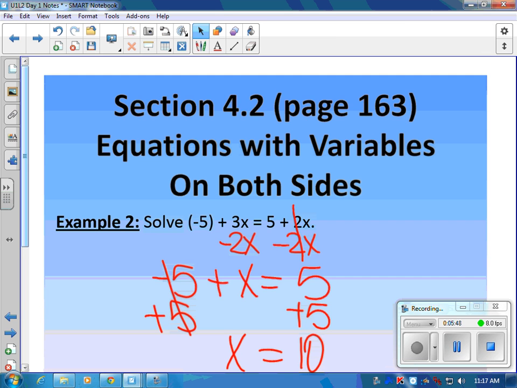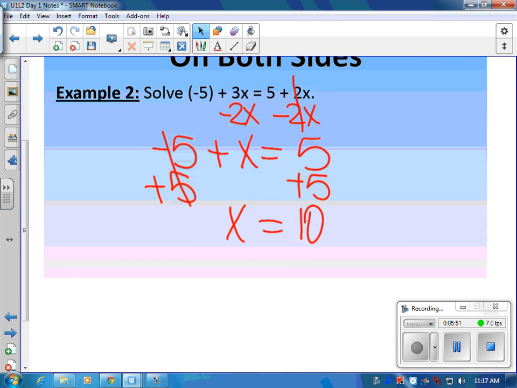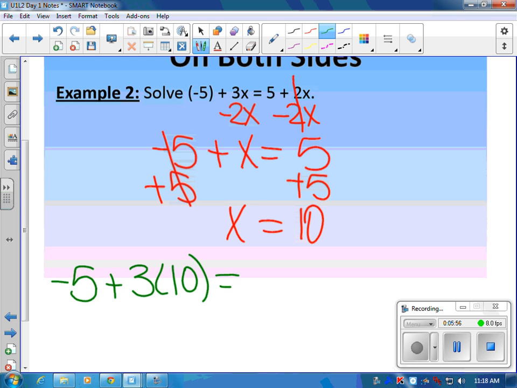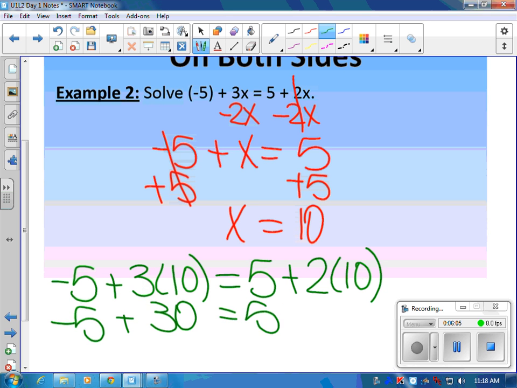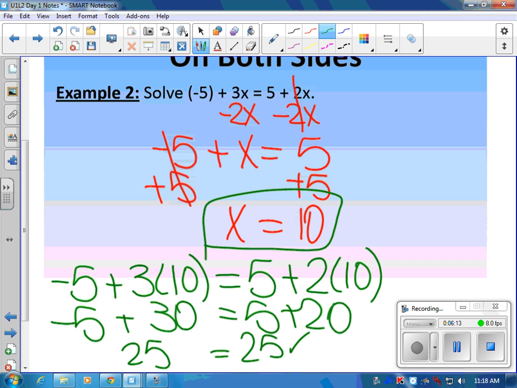How can I check my answer? Substitution. So I can say negative 5 plus 3 times 10 should equal 5 plus 2 times 10. And we do get 25 equals 25. Our answer checks. It is correct. We have solved the equation. Are there questions about this problem? Remember, as soon as we have that equal sign, I can't just combine my terms together anymore. I have to use those inverse operations to solve.